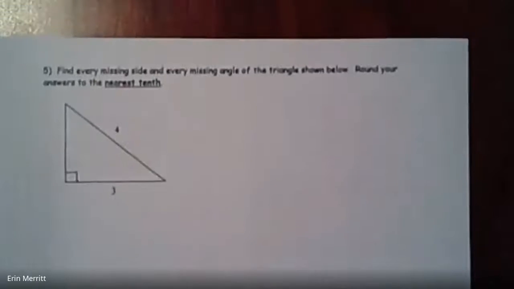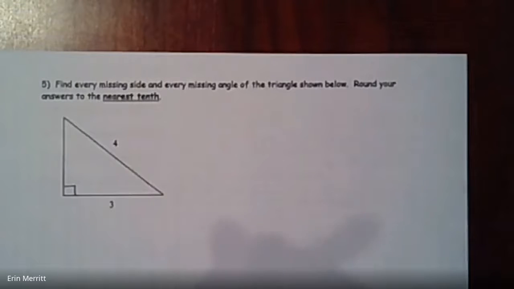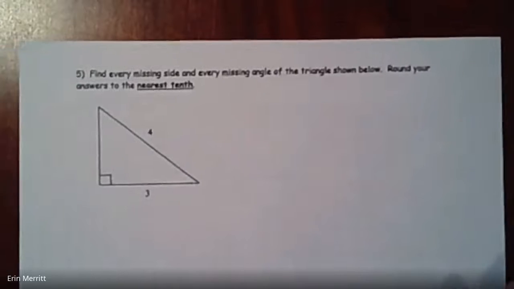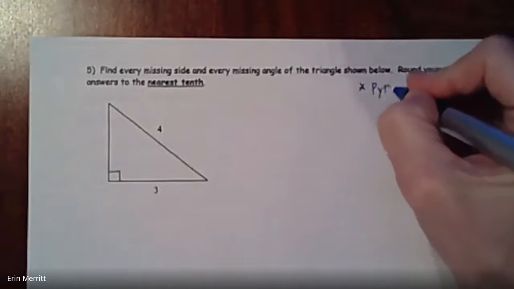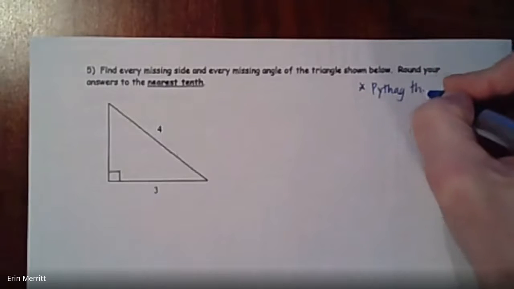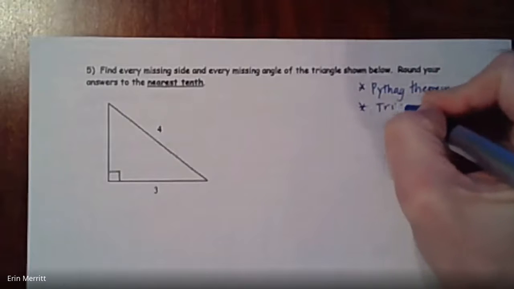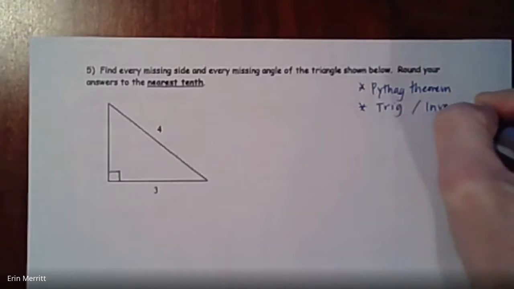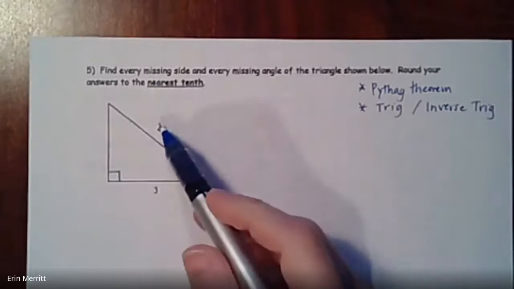On the next page, these two questions are asking you to find every missing side and every missing angle. You have an option here, depending on what information is given, to find missing sides and angles of right triangles. We have Pythagorean theorem as an option, and then we have trig, as well as now inverse trig, as an option. So this first one, you're given two side lengths.